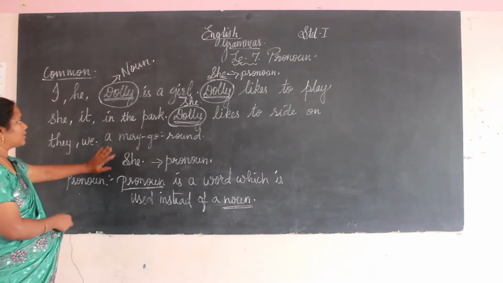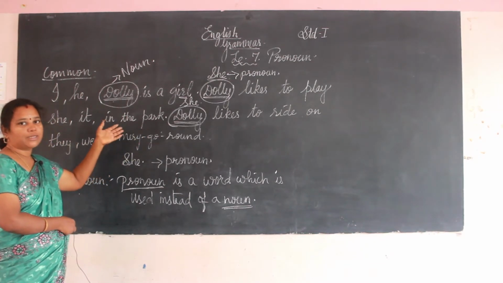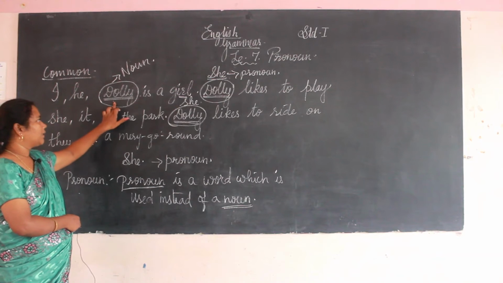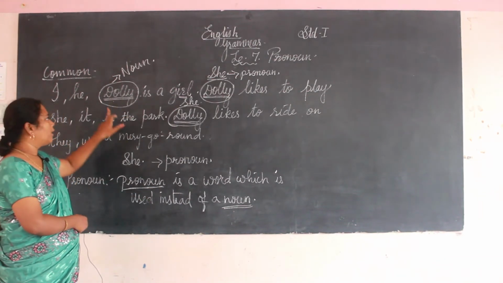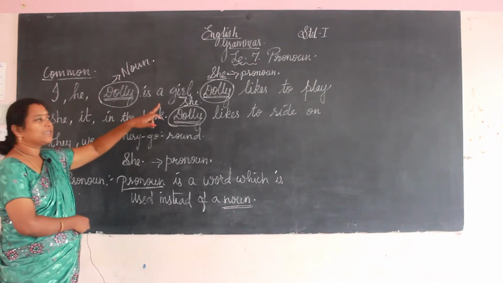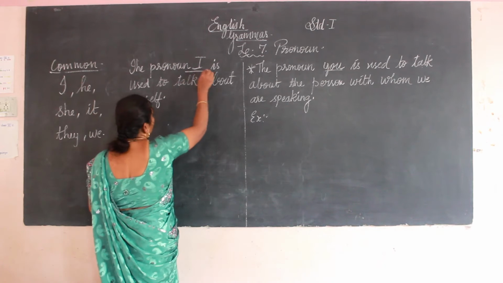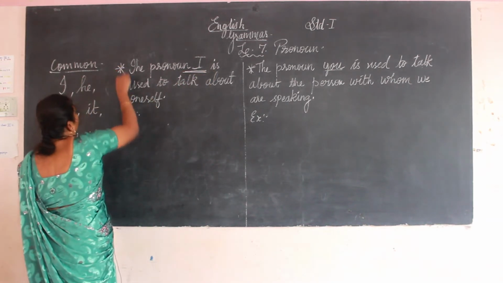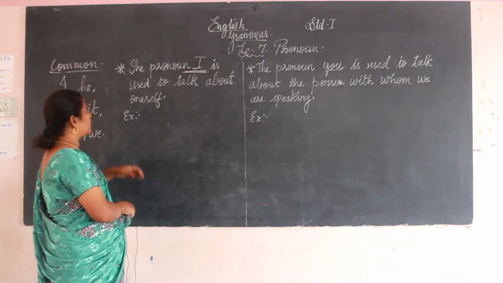Now we have just seen what is pronoun. Dolly is a girl, and we were repeating the same name again and again, so we use a pronoun for that noun. Here Dolly is a girl, so we have written she. Now let us see where to use I and how to use I. See the definition for I, where to use and why to use.